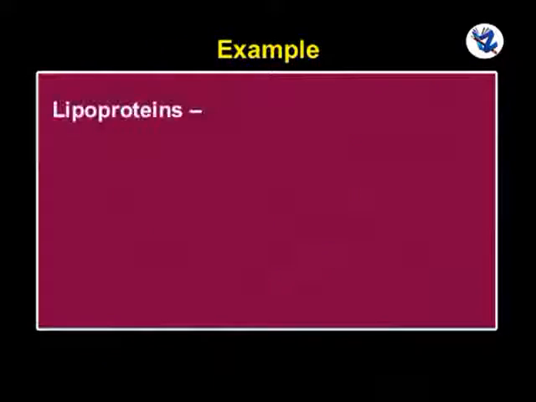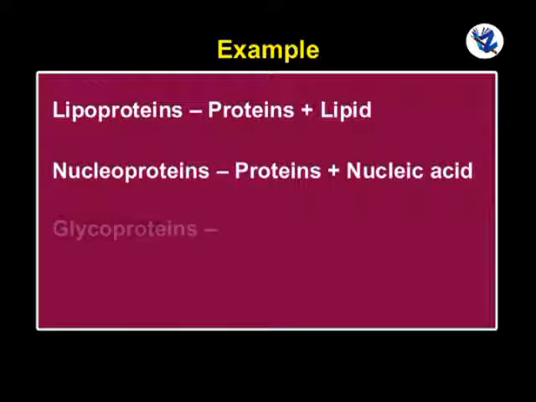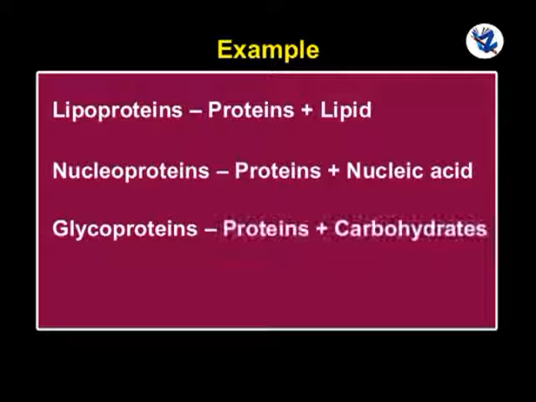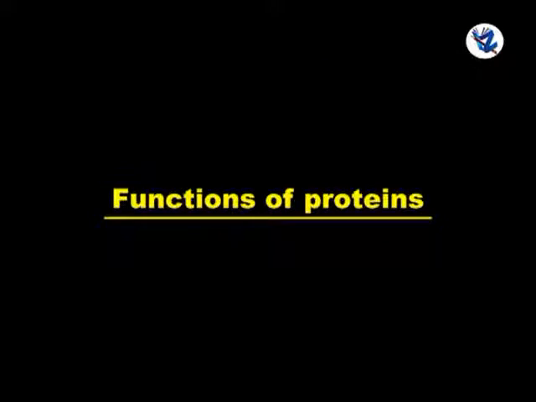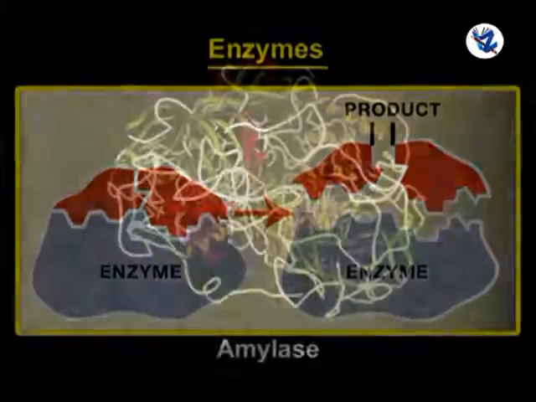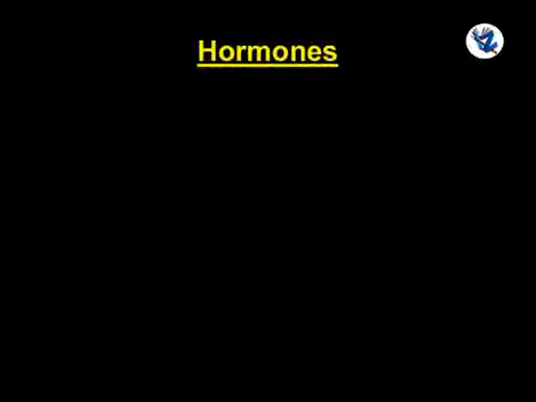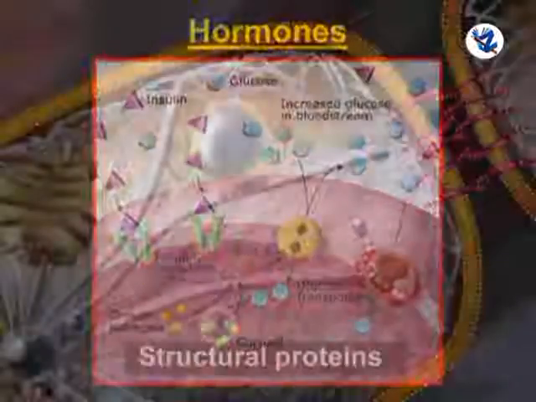Then conjugated proteins, these are simple proteins with some non-protein part called prosthetic group. For example, lipoprotein, that is proteins plus lipid. Nucleoprotein, proteins plus nucleic acid. Glycoproteins, proteins plus carbohydrates. Chromoprotein, proteins plus pigment. Now the functions of proteins. Most of the enzymes are proteins. For example, amylase. Hormones like insulin and growth hormones are proteins.